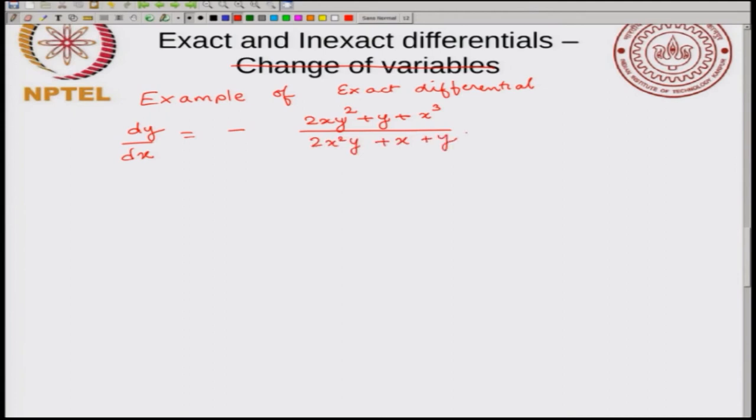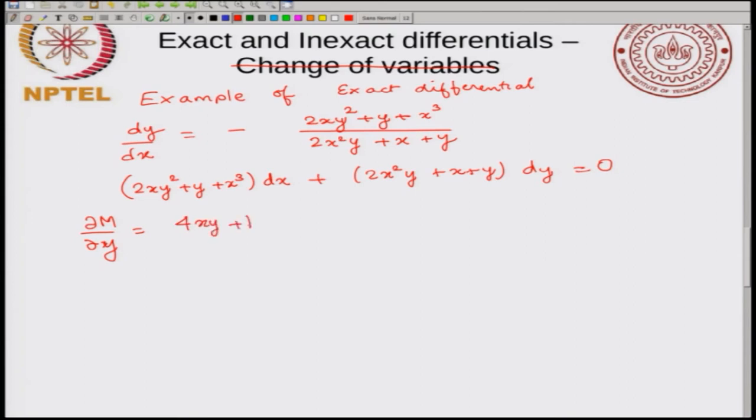What I'll do is rewrite this, bringing the dx term to the left. So I have (2xy² plus y plus x³) dx plus (2x²y plus x plus y) dy equal to 0. You can verify that ∂M/∂y is equal to 4xy plus 1, and ∂N/∂x is equal to 4xy plus 1. So clearly it is an exact differential.